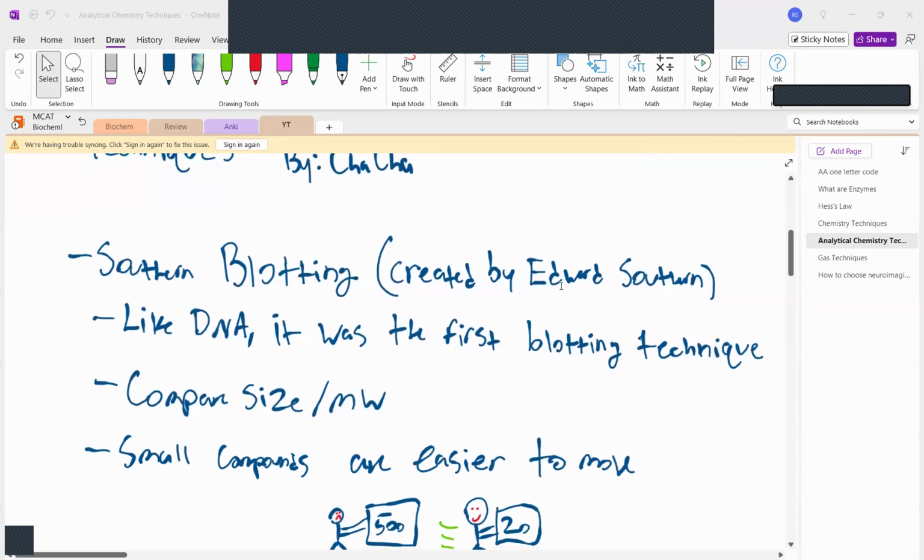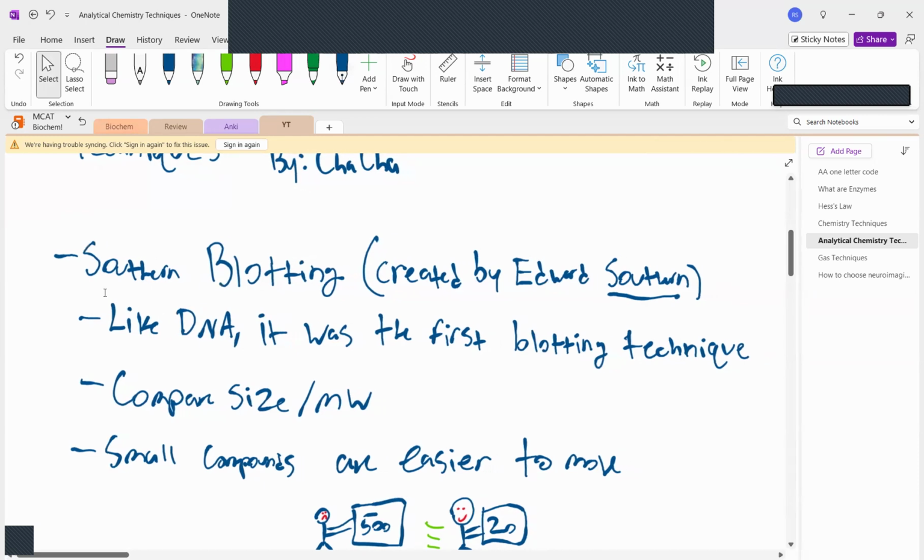So Southern blotting, hence the name, was created by Edward Southern, which is a great, fantastic even last name. But how you can remember Southern blotting versus Northern and Western blotting: Southern is for DNA. Southern blotting is the first blotting technique, and DNA is obviously the first part of the central dogma. That's how I like to remember Southern blotting versus the other two.